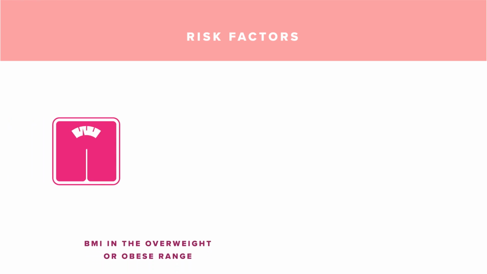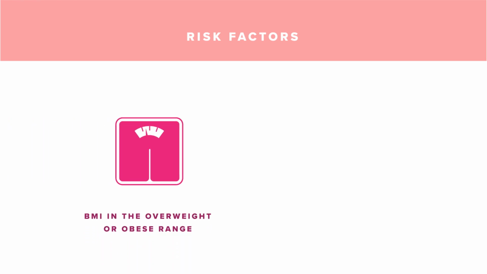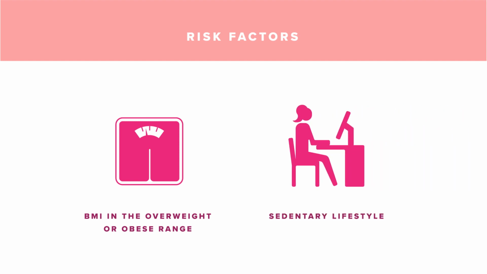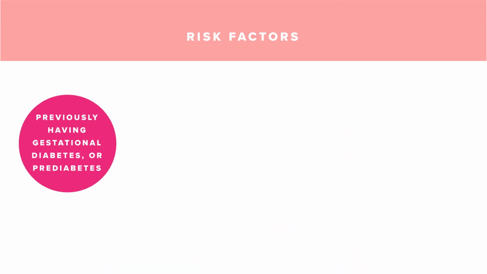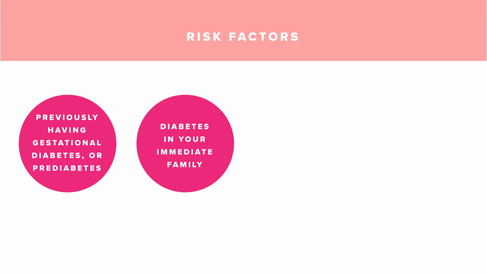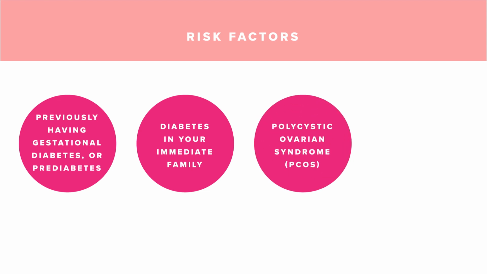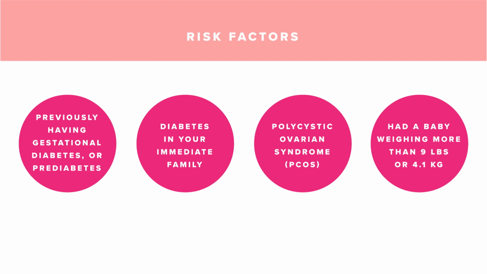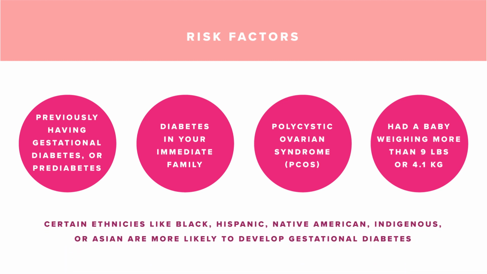A few factors can increase your risk. These include a BMI in the overweight or obese range, a sedentary lifestyle, previously having gestational diabetes, having prediabetes when you weren't pregnant, or diabetes in your immediate family, having polycystic ovarian syndrome, or previously delivering a baby weighing more than 9 pounds or 4.1 kilograms. Also, people who are Black, Hispanic, Native American, or Indigenous, or of Asian descent are typically more likely to develop gestational diabetes.